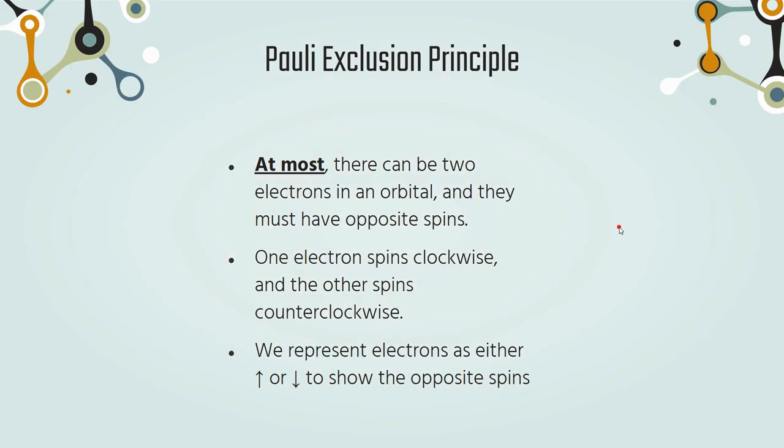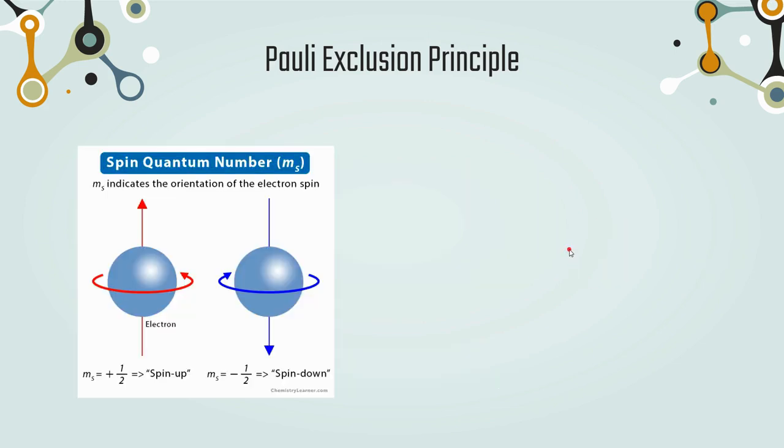The Pauli exclusion principle, again, we started to introduce this idea, says that there are at most 2 electrons in an orbital, and they have to have opposite spins, which we'll see on the next slide. Basically, one electron spins counterclockwise and the other spins clockwise. And we represent these electrons as either an up arrow or a down arrow to show those opposite spins.